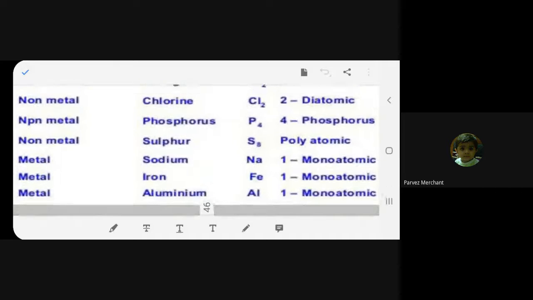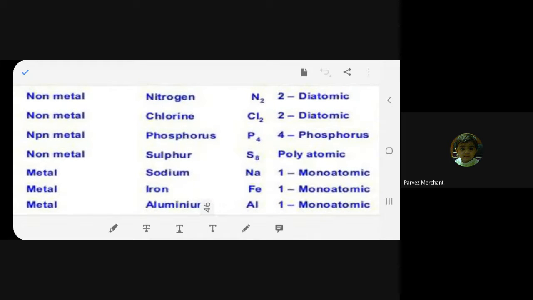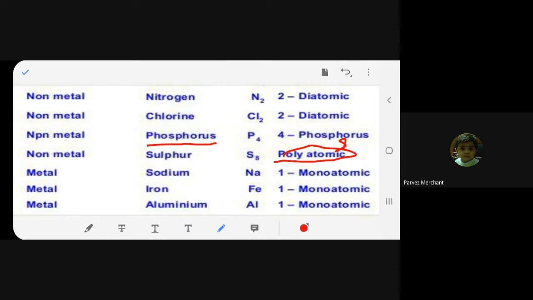Now we come to phosphorus, non-metal, P4. No, it is polyatomic, beta. It should be polyatomic. Okay? This one should come on top. Phosphorus is already written over here. So it should be polyatomic, because both P4 and S8 are polyatomic.